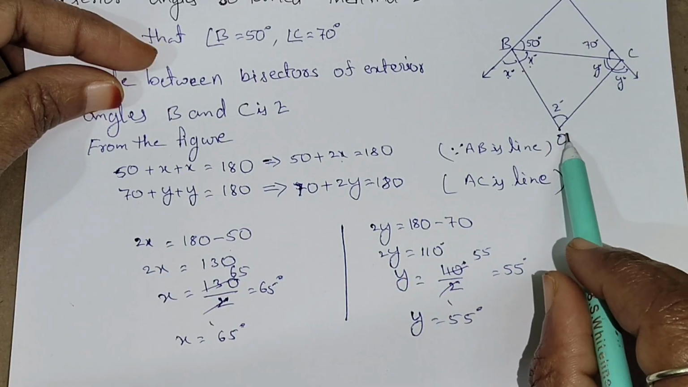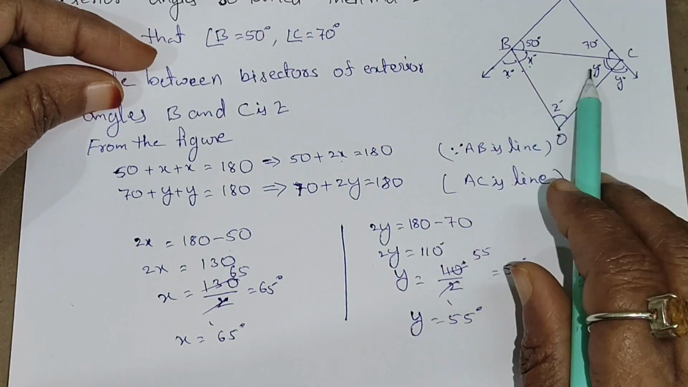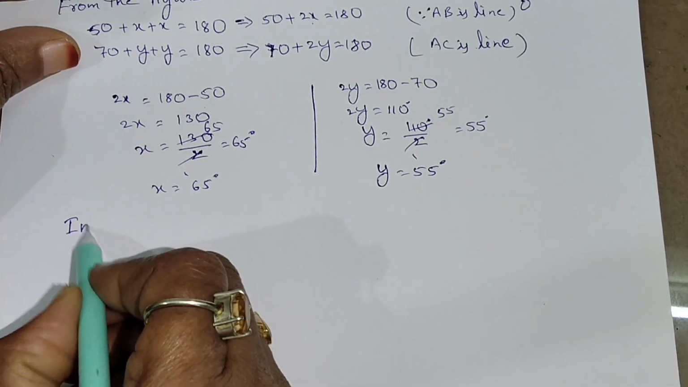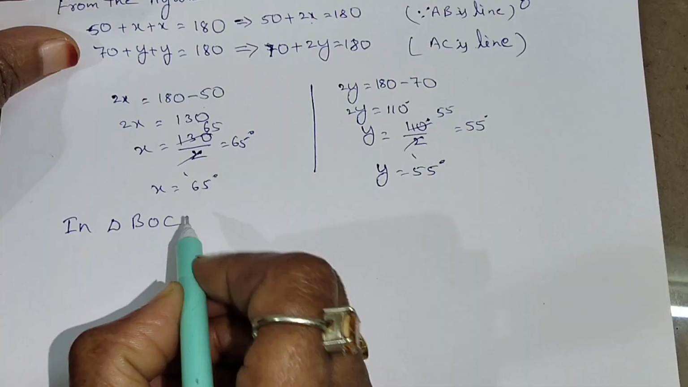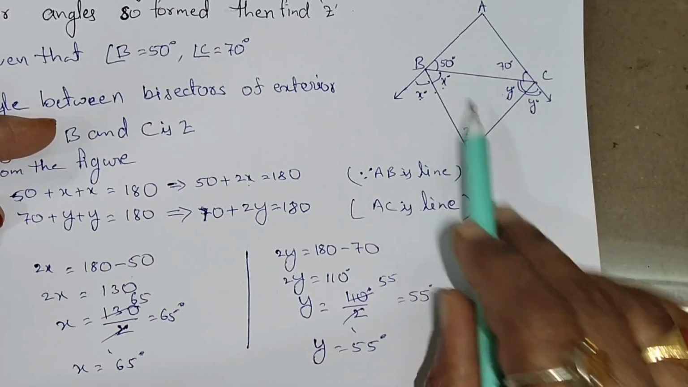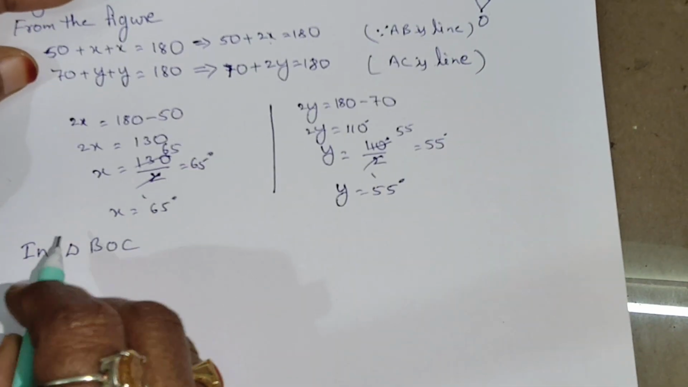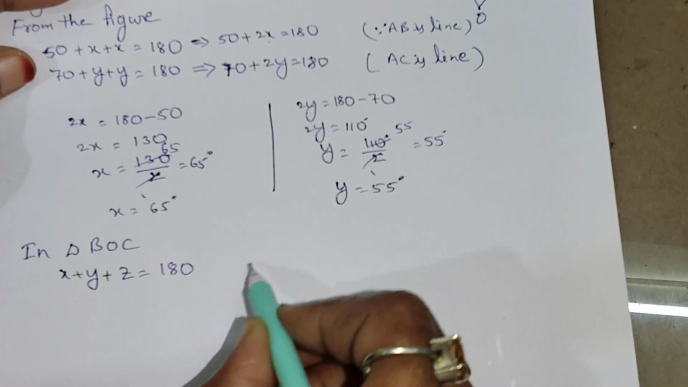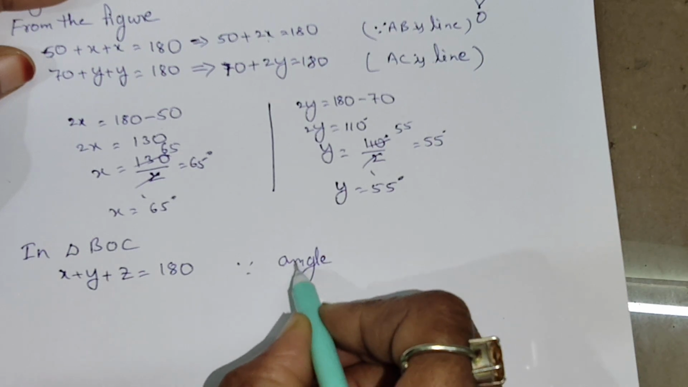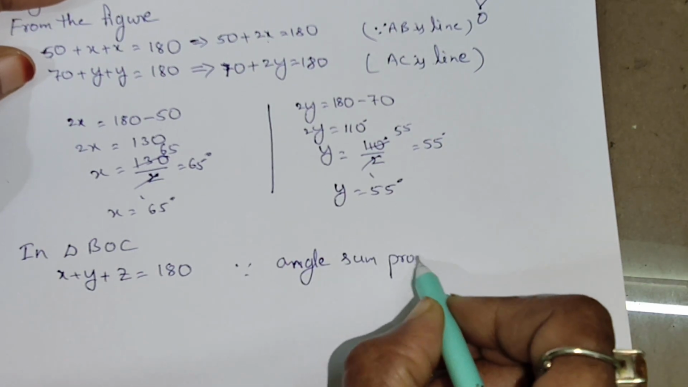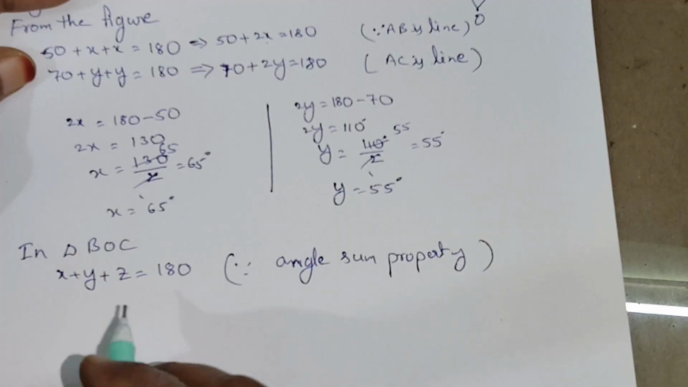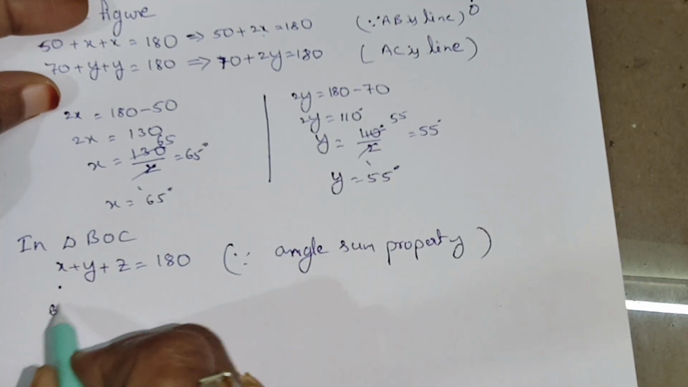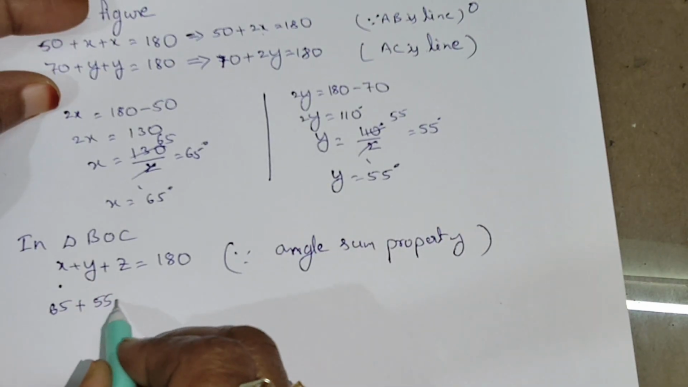Now in triangle BOC, we know these two angles. Now we find the third one. So in triangle BOC, x plus y plus z is equal to 180 degrees. This is the angle sum property. So here 65 plus 55. We already know the x value is 65 and the y value is 55. We find the z value.